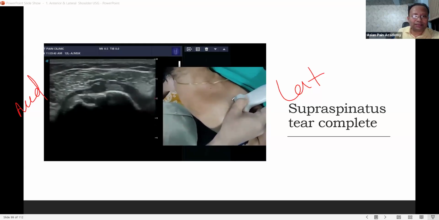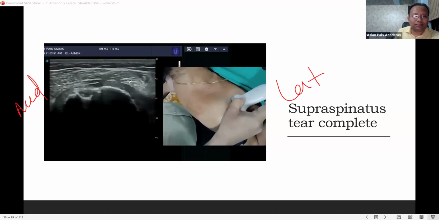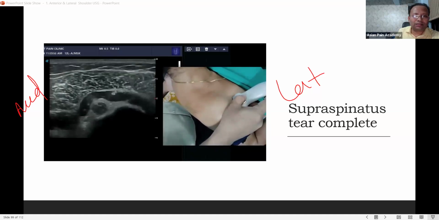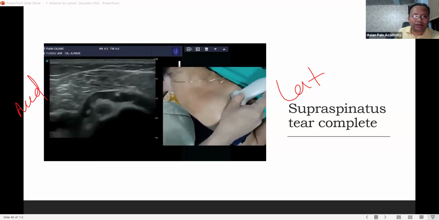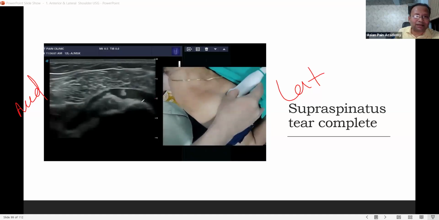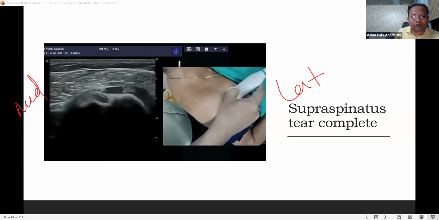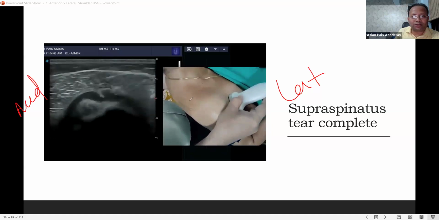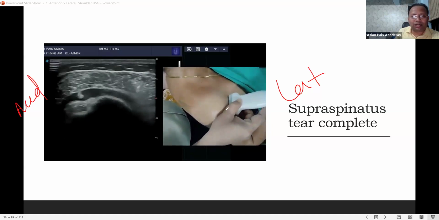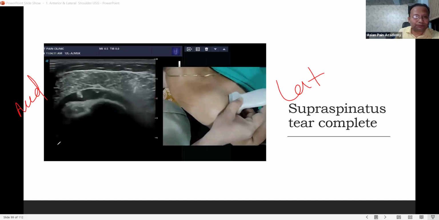Here is another picture. This is a short axis. So understand this short axis here. In this short axis, what will happen? Medially, it will be subscapularis. We can see the subscapularis tendon on this side, but we cannot see the supraspinatus. The supraspinatus tendon will be lateral. Understand this part very conceptually.